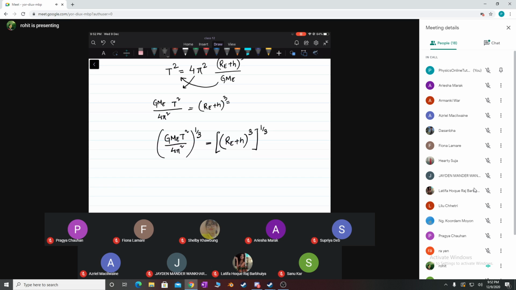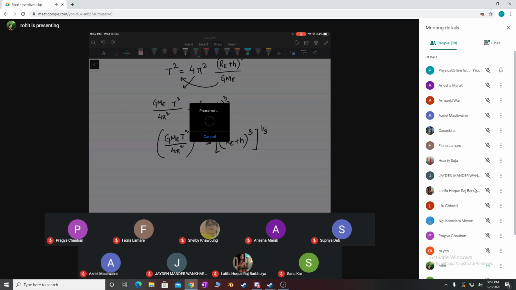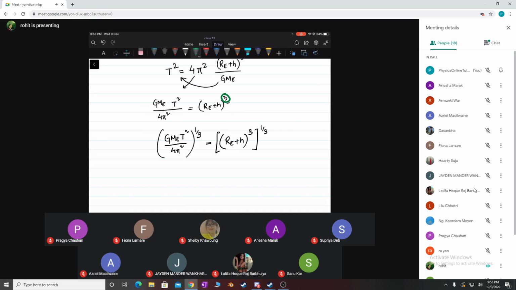Just check, guys, if it's okay or not. Or I can tell you directly also. If I'm shifting this power 3 on the other side, it becomes cube root. So this is going to look like cube root actually.